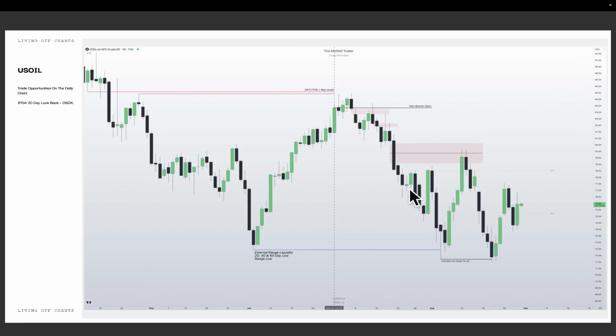So this right here is an expansion market profile. Fair value gap here holds, trades lower into the 20-day low. We have one more run higher into consequent encroachment, 50% of this FVG, before one last run lower for the sell side liquidity. And this is actually the move we called in the Discord group here.